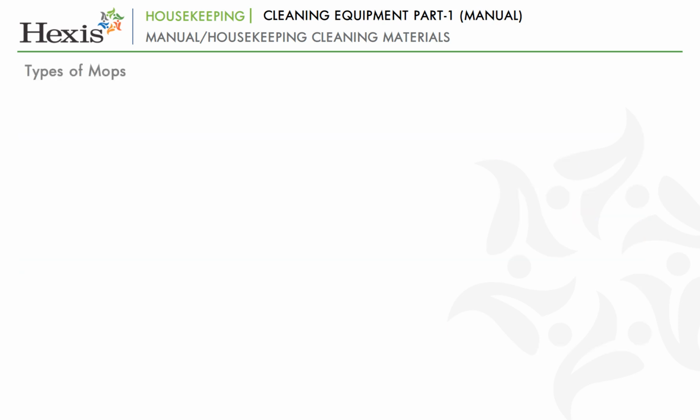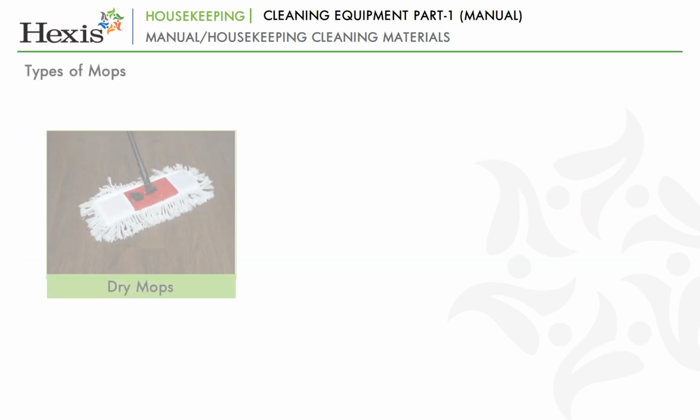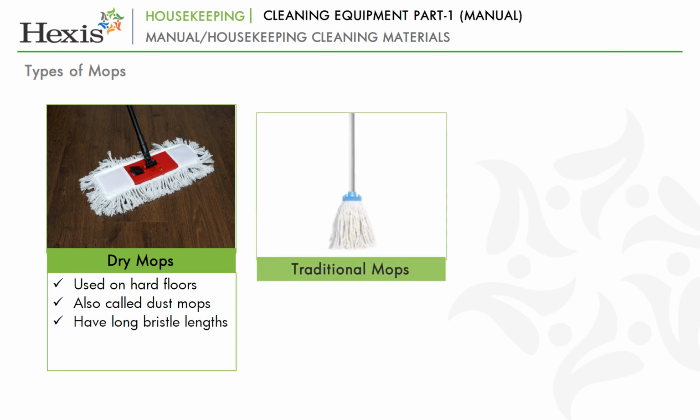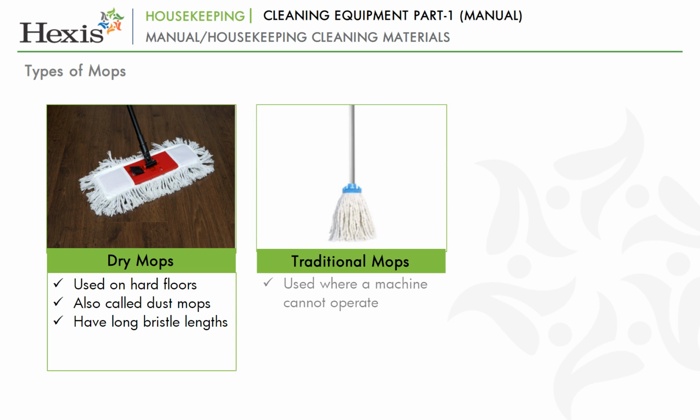Now let's look at the different types of mops. Dry mops. These are flat mops used on hard floors. They are also called dust mops. These have long bristle lengths. Traditional mops. The more traditional floor polishing mop is used where a machine cannot operate, for example, a carpet surround.